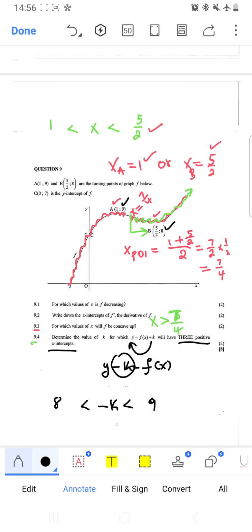Now we divide by negative, so we get negative 9 as the small value and negative 8 as the big value, with k in the middle. The signs will always point towards the small value. This is the answer: for us to have 3 positive x-intercepts, k must be between negative 9 and negative 8.